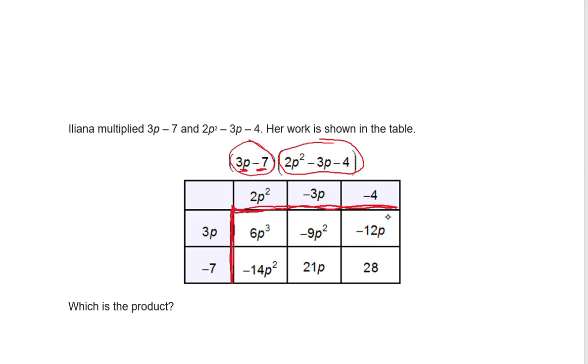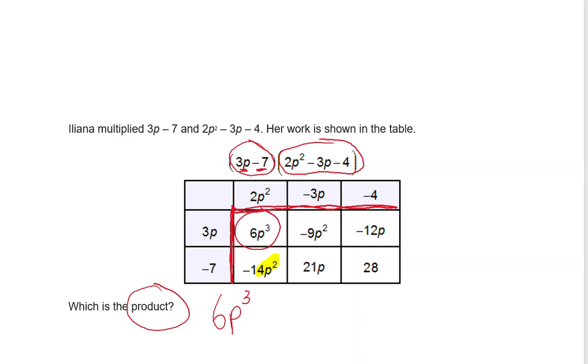When we multiply using an area model, we multiply the two things for each box. So here 3p times 2p squared, and you can see where each of those have been multiplied. Now to find the final product, we want to simplify, and we always want to write our answer in standard form. Standard form means start with the largest exponent. There aren't any more p cubes, so my first term would be 6p cubed.